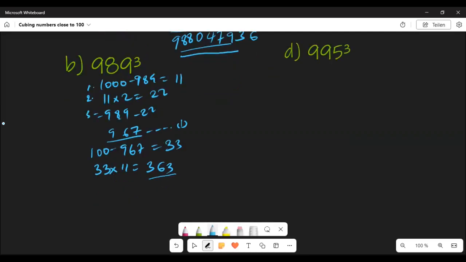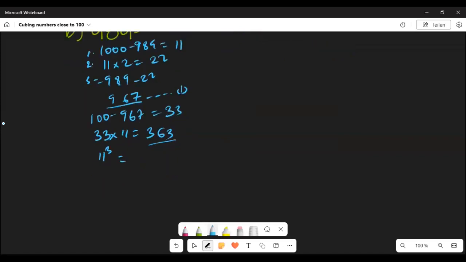Then the next part of the answer is going to be, what is 11 cubed? I think I know it off the top of my head, but we can work it out. How do you find a cube? If you look at my previous video, where I talk about how to cube any number between 10 and 20, you can get this one.